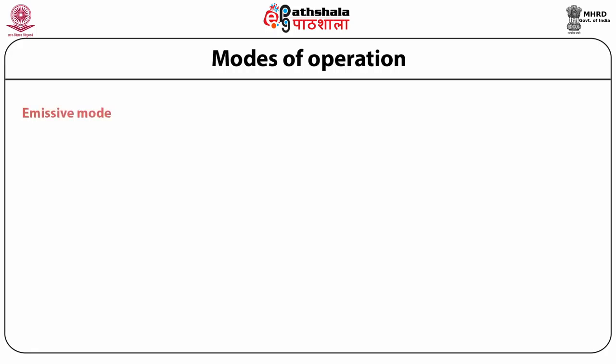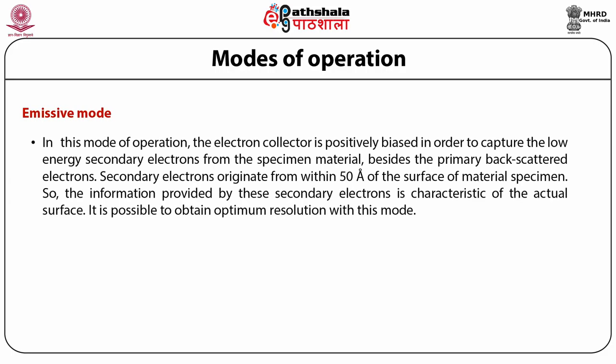Let us first talk about the emissive mode. In this mode of operation, the electron collector is positively biased in order to capture the low energy secondary electrons from the specimen material besides the primary backscattered electrons. Secondary electrons originate from within 50 angstroms of the surface of the specimen. So, the information provided by these secondary electrons is characteristic of the actual surface. It is possible to obtain optimum resolution with this mode.